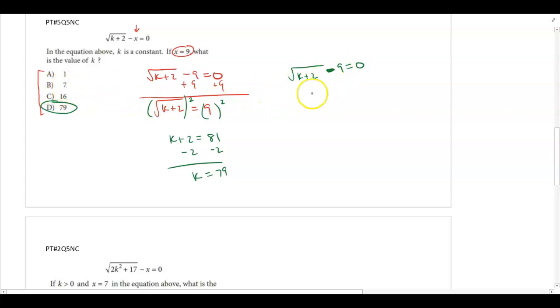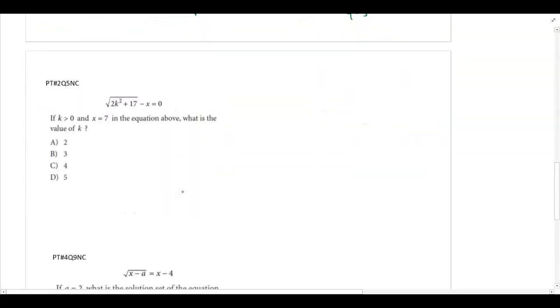7 plus 2 is 9. The square root of 9 is 3. 3 minus 9 is negative 6. Does that equal 0? Nope. 16 plus 2 is 18. The square root of 18 isn't going to come out even. And then when I put 79 in there, 79 plus 2 gives me the square root of 81 minus 9. Will that equal 0? Yes. So you could plug the answers in to find that.